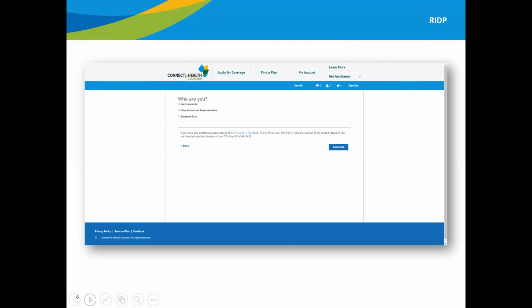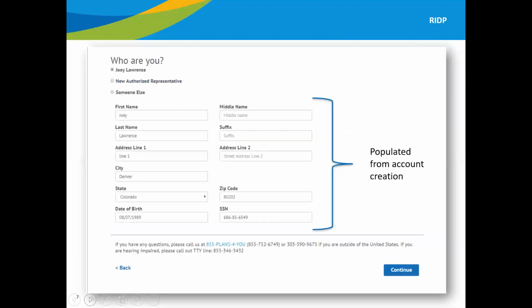So in this instance, if the applicant Joey here created the account, if the spouse is the one who continues through the application process, they would be the individual who would be identity proofed through the system, and they would click the someone else option. However, in this example, we will assume that the client is filling out the application on their own.